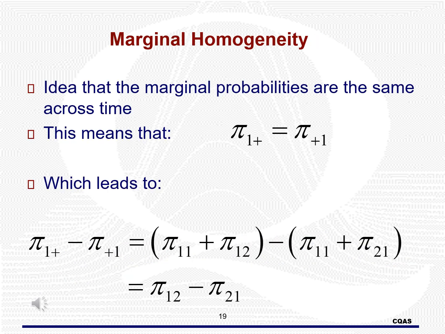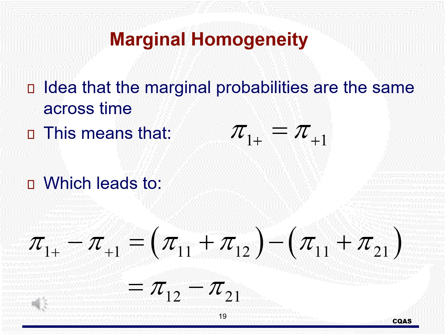The idea behind marginal homogeneity is that the marginal probabilities are the same across time. This would mean that pi 1 plus equals pi plus 1. This leads to pi 12 equals pi 21. So we can build the estimate based on the difference between the sample proportions.